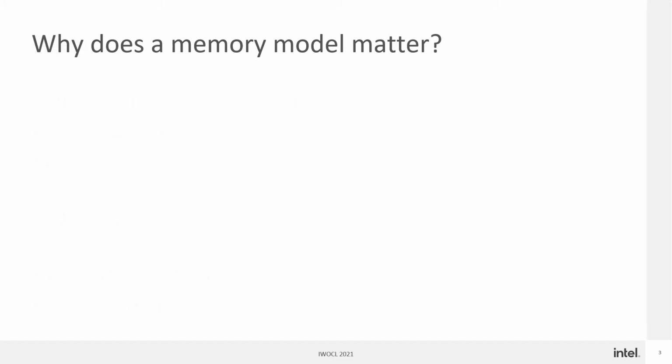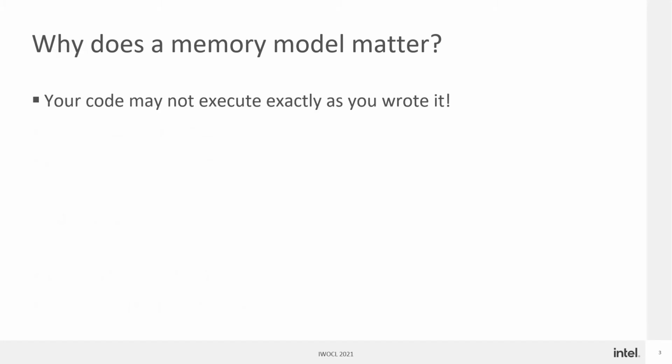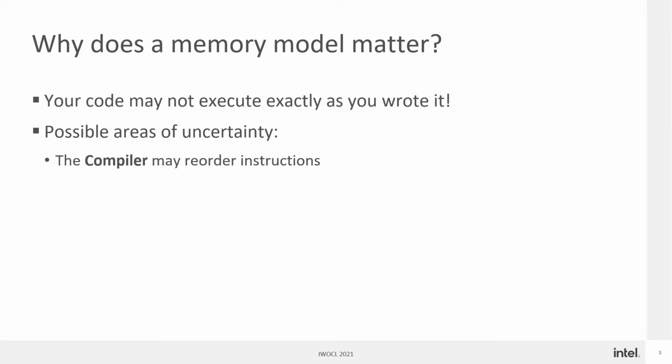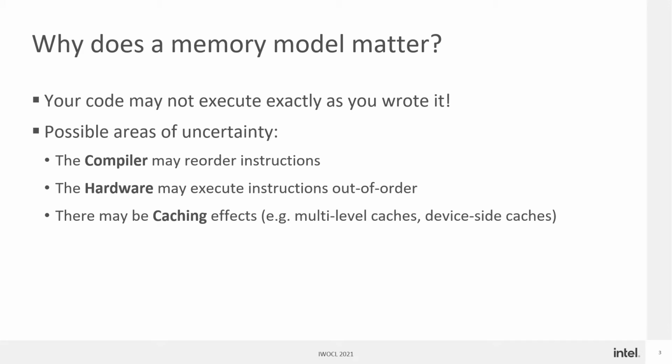So what is a memory model and why does a memory model matter? Well, it turns out your code may not execute exactly as you wrote it. Some examples. A compiler is going to compile your program, and as part of that compilation process, the compiler may reorder your instructions to something more optimal. When the hardware executes your program, the hardware may further execute instructions out of order. As your program is executing, there may be caching effects. Some devices have multiple levels of caches, and in a heterogeneous programming model like SYCL, some devices have their own device-specific caches.